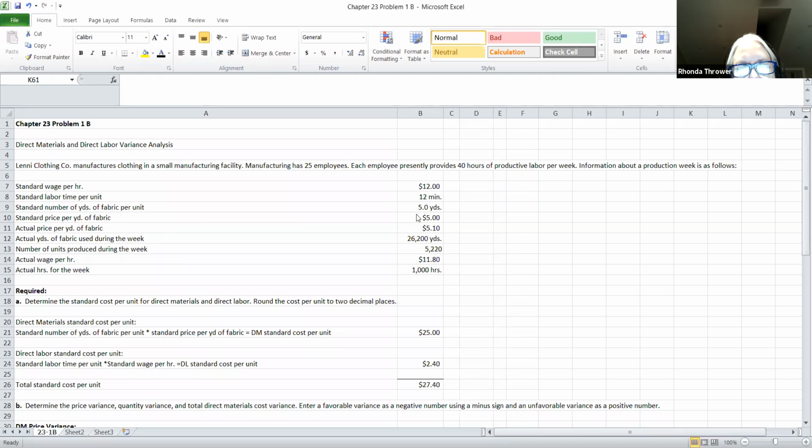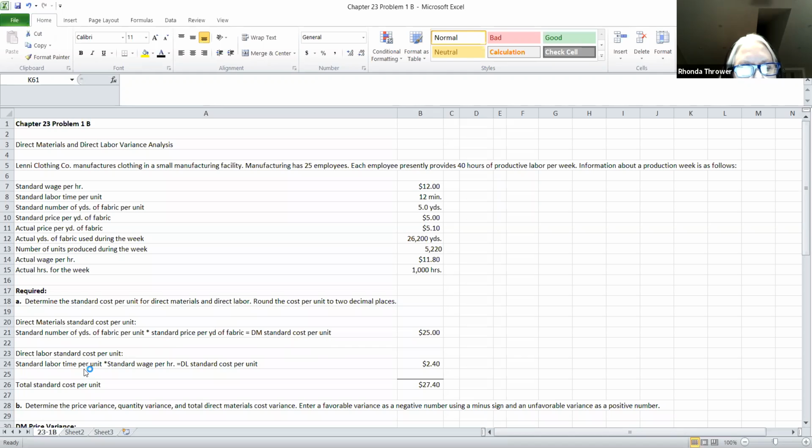So we're simply going to multiply 5 yards times $5 to get the direct materials standard cost per unit of $25. So use this formula when you're finding the standard cost per unit for your direct materials. They also have asked you to calculate the standard cost per unit for direct labor.